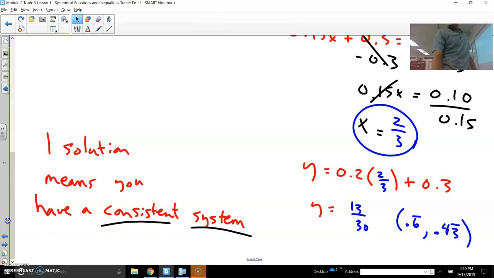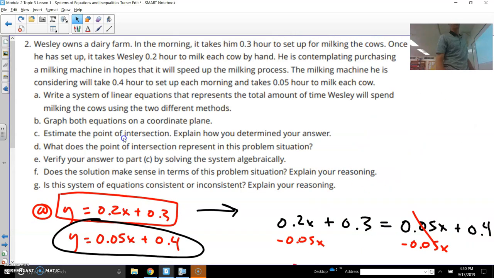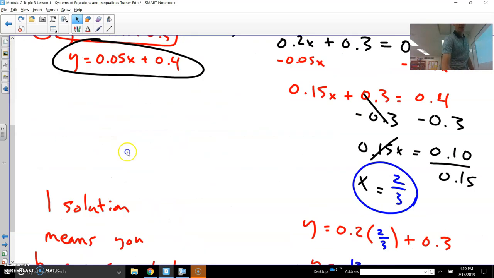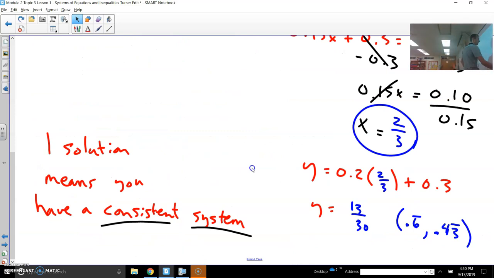Okay, so let's talk about what the answer means. We've got to go back into the problem a little bit. X represents how many cows you had to milk, and the Y is how much time it took. And so when we're talking about this point down here, this is how many cows it would take for them to be the same amount of time. And you really got to think about this. That means that machine is so fast that it's really going to be faster to hook up that machine that's going to do it for you than to do it the other way.